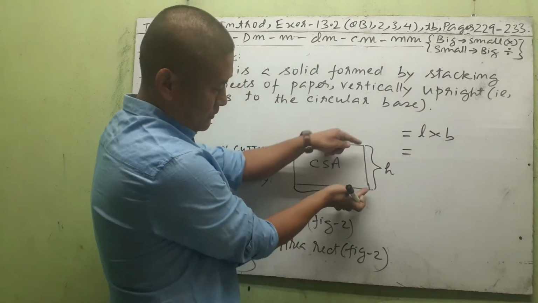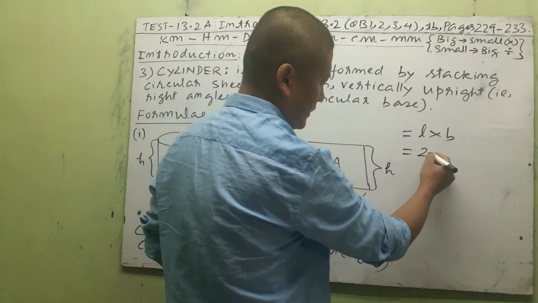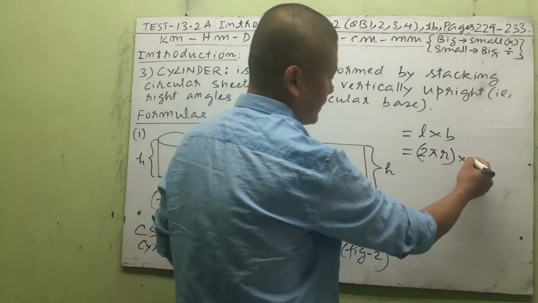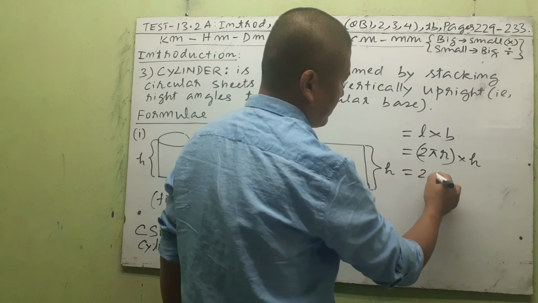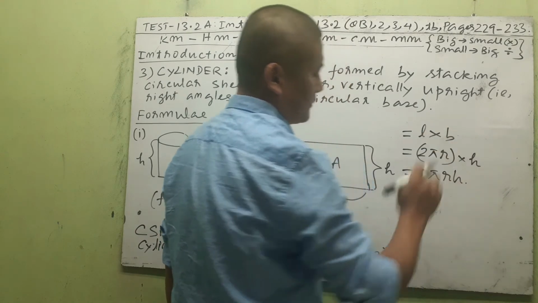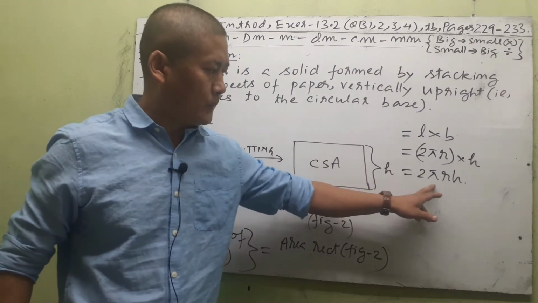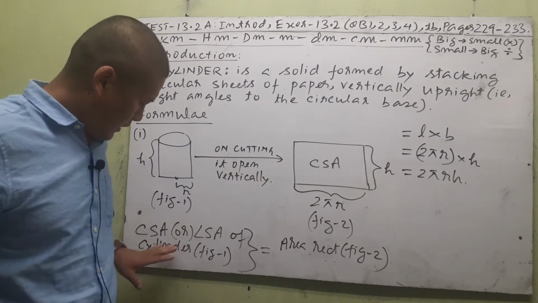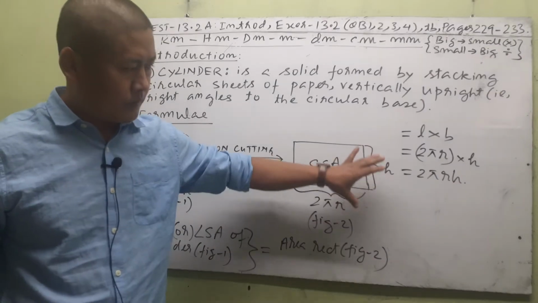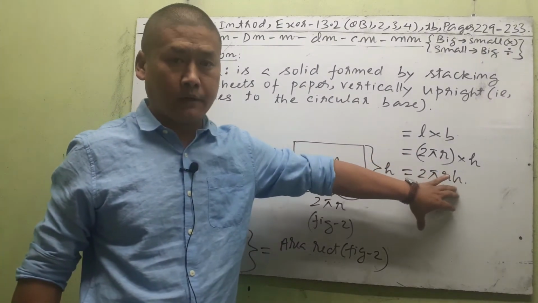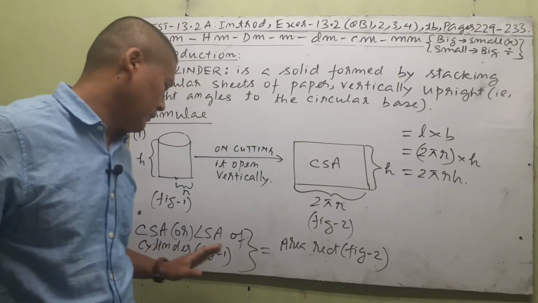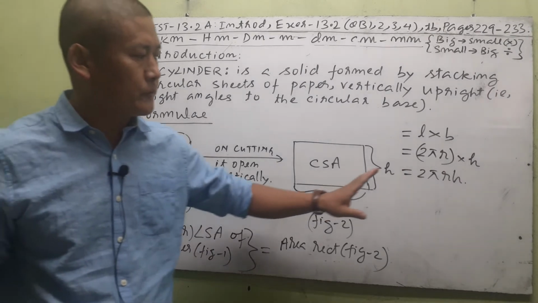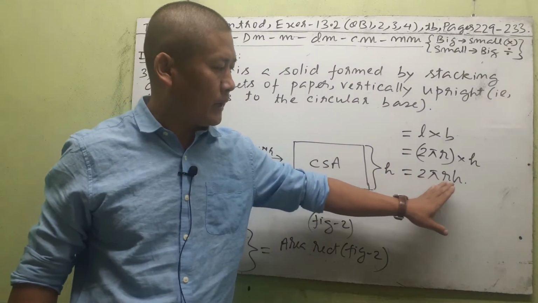The length is this portion, the breadth is this. The length before it was cut was the circumference, this is the length. The breadth of the cylinder is h. So formula for curved surface area of a cylinder is 2 pi r h. You use this figure cut open, then draw these steps so that we understand how the formula 2 pi r h came about. But once you understand, we just have to memorize that curved surface area or lateral surface area of any cylinder is always equal to 2 pi r h.